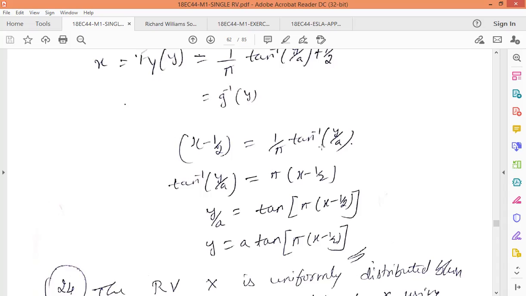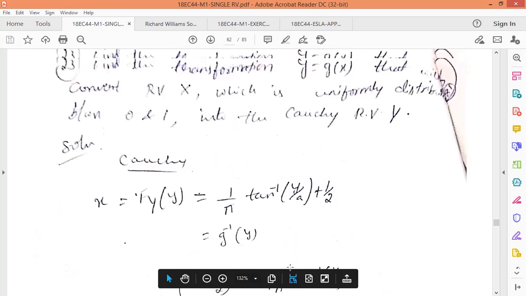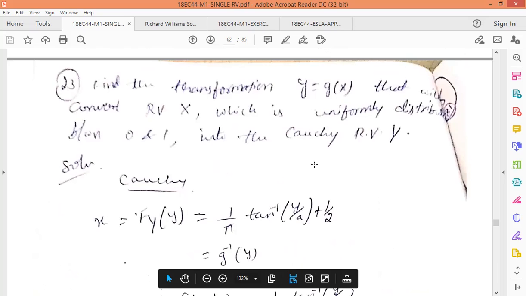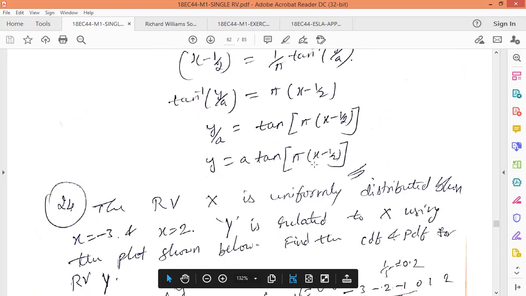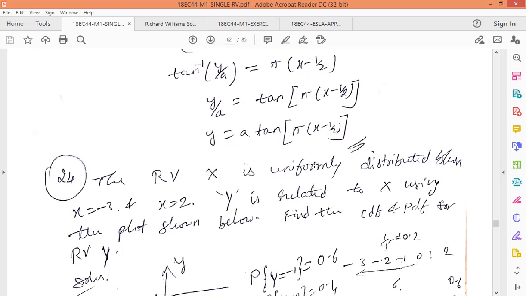So tan inverse of y by a is equal to pi, that is, this pi will be transferred to that side, so you will be getting pi of x minus 1 by 2. Now y by a is equal to, taking tan to the right hand side, we'll be getting tan of pi into x minus 1 by 2, or y is equal to a tan of pi x minus 1 by 2. So this is the required random variable y. Whatever equation you have obtained represents the transformation equation for the Cauchy random variable. For that you need to make use of the CDF.